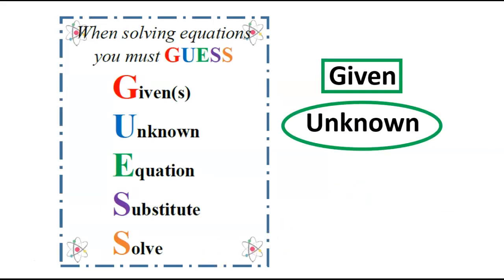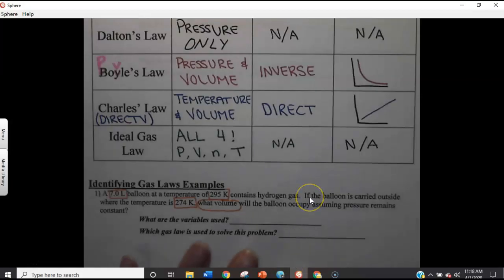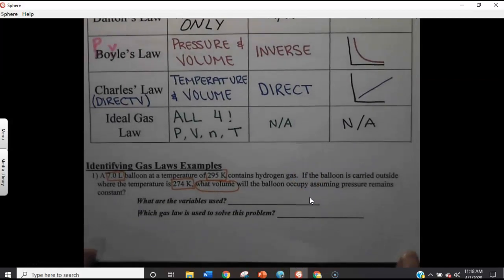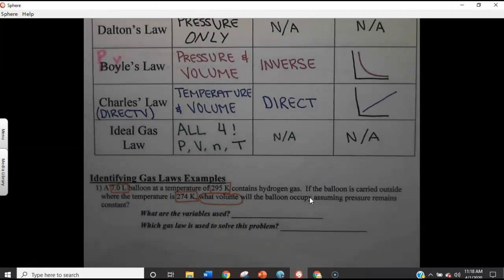This is how you do it, guys. You box in your given, you circle your unknown, so you know what equation to use. So I'm going to switch over to my document camera so that y'all can see me do some of these problems. Okay, so here we are with the document camera.